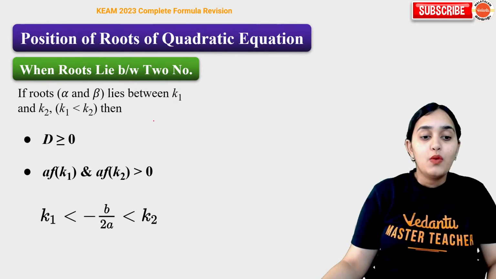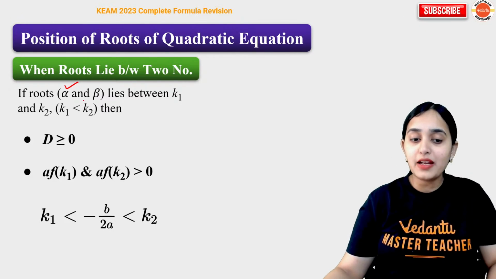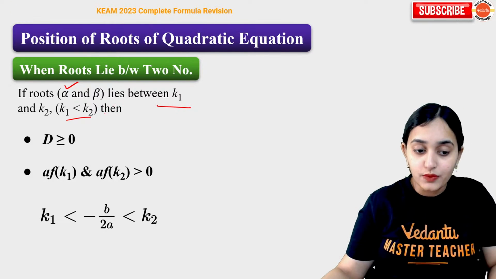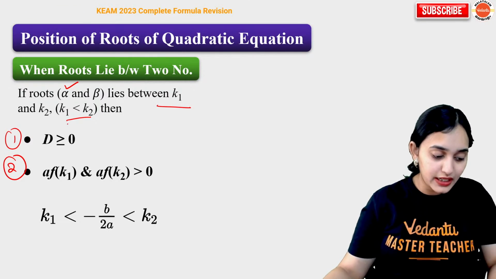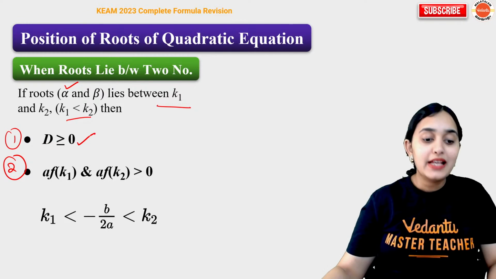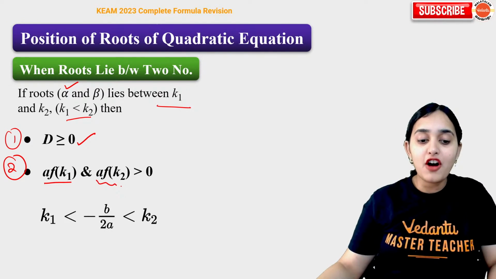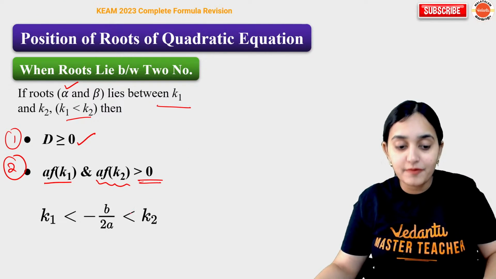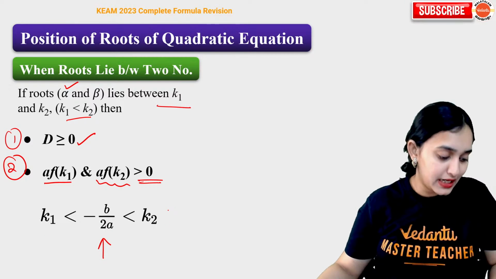Next, what will happen when roots lie between two numbers? For example, if our roots are alpha and beta and we have two distinct numbers k1 and k2 where k1 is less than k2, then the following conditions should be satisfied. First condition is discriminant should be greater than or equal to 0. Second is a into f of k1 and a into f of k2 should be greater than 0. Both of them should be positive. Lastly, minus b by 2a should lie between k1 and k2.